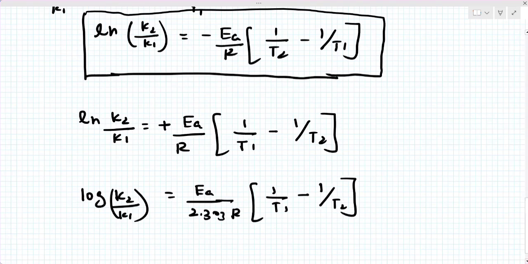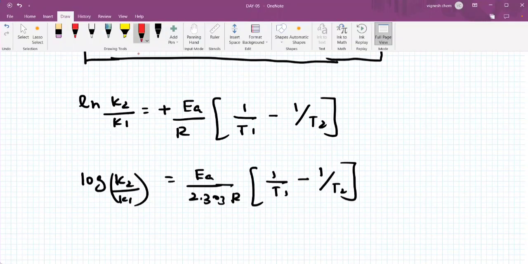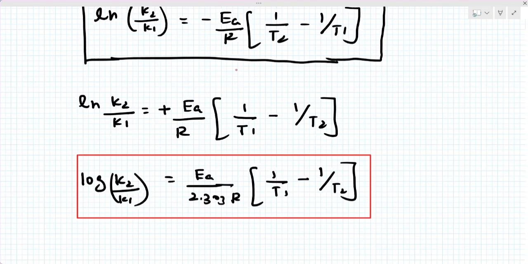Now this is the overall equation. This is very, very important. This equation is most important, please. Just wait, let me show you. This is a very important equation.